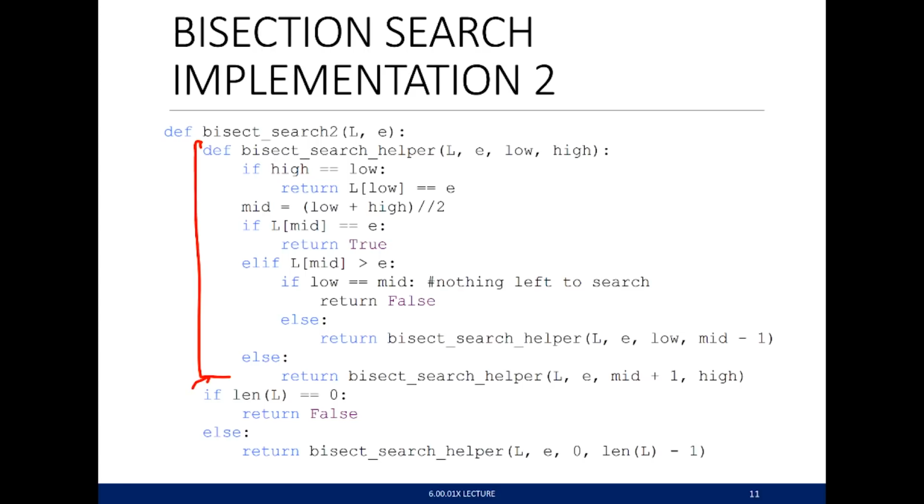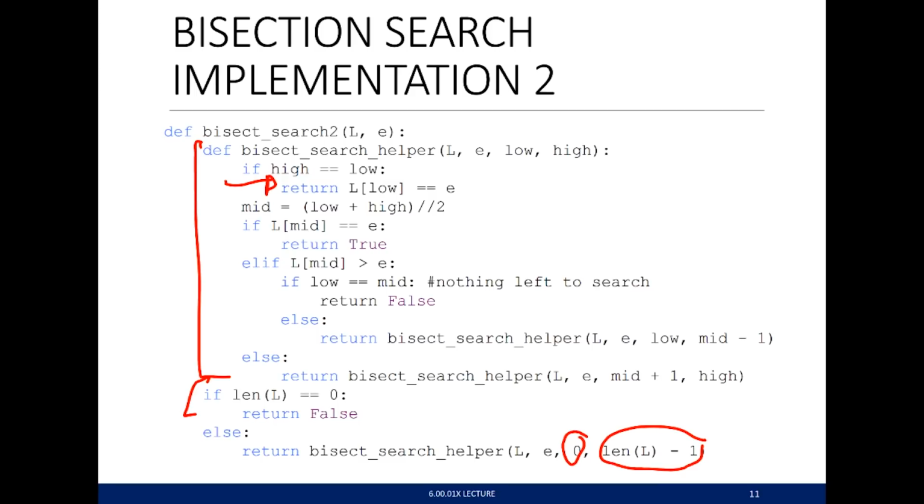Again, the base case down here is if I've got nothing in the list, the answer is clearly false. Otherwise, I'm going to call this helper function with the low pointer at the beginning of the list and the high pointer at the upper end of the list. And what does this now say? It says if the two pointers are at the same place, there's only one element there, I just check to see if it's the thing I'm looking for.